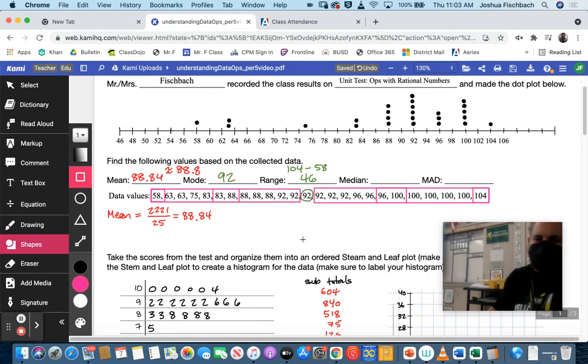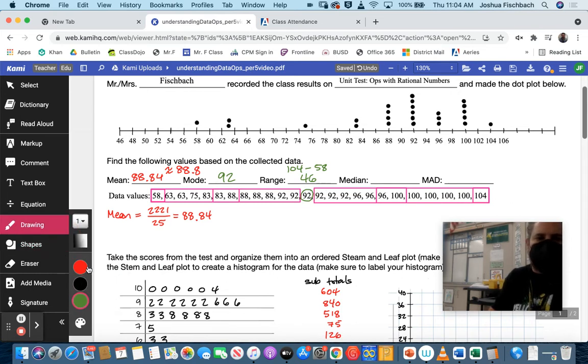Okay? So now I've got my median figured out. It's 92. That was easy enough. Cool. Let's take that median and write it in, 92. The only thing we have to calculate in this section that we haven't done yet is the MAD. Now, do you remember what MAD stands for? It can either stand for mean absolute deviation or mean average deviation.